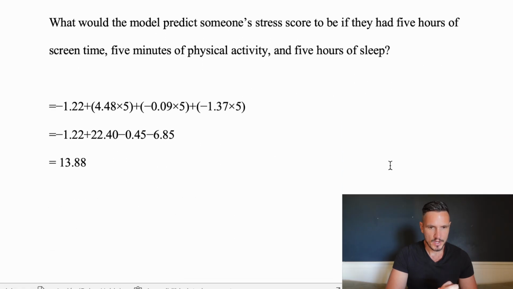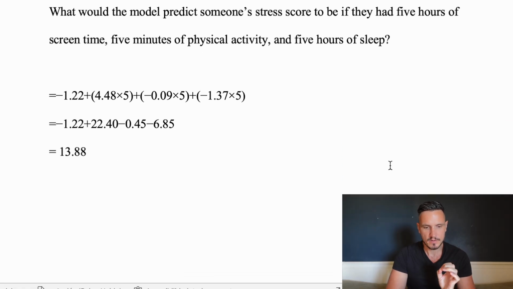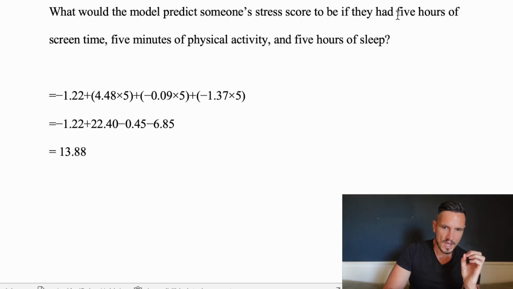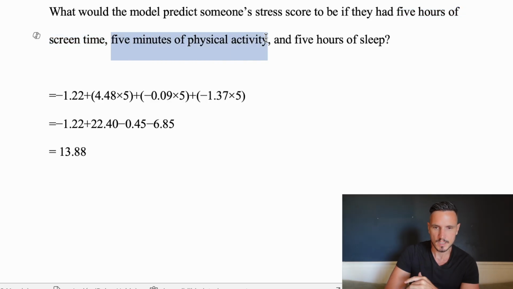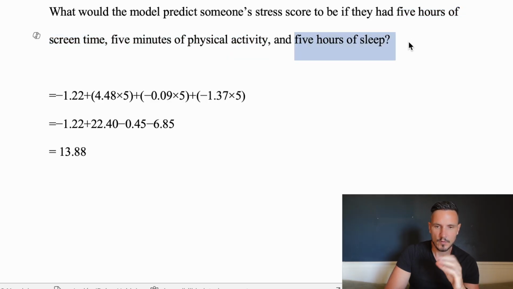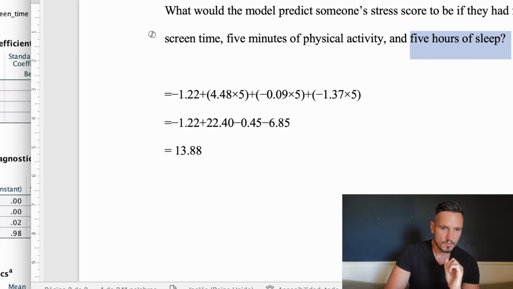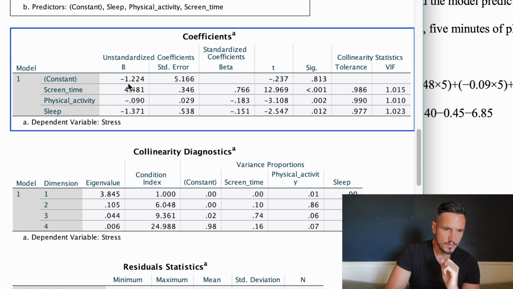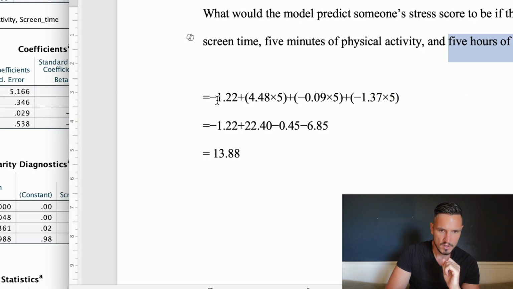I just want to show you one more thing, which is that you can actually make specific predictions about the value of the outcome variable if you know someone's scores for your predictor variables. So let's imagine that we have a person who had 5 hours of screen time a day, 5 minutes of physical activity, and 5 hours of sleep. If we know this, we can actually make a specific prediction about their stress score. And so to do this, we are going to take this value here, this constant value. That's the first part of this sum we're doing. So we have a value of minus 1.22.